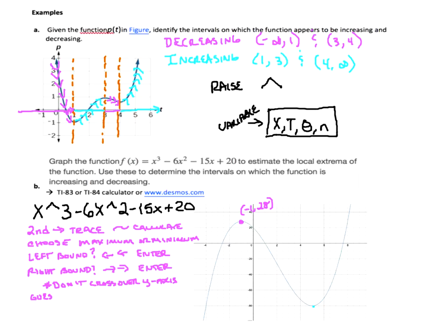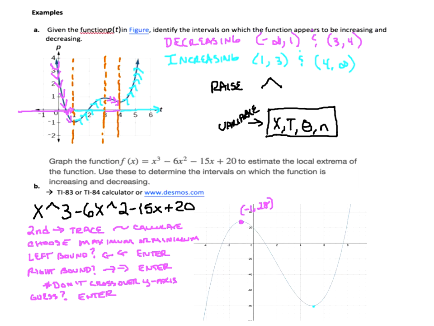It's going to ask you to guess, and you're just going to hit enter, and then it'll give you the coordinates of that point you're trying to calculate. So I'm going to go ahead and calculate the minimum real quick, and you try it too, Cyprian, and let's see if we get the same thing.